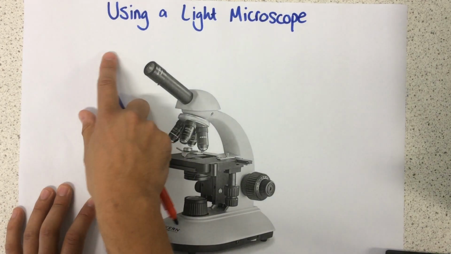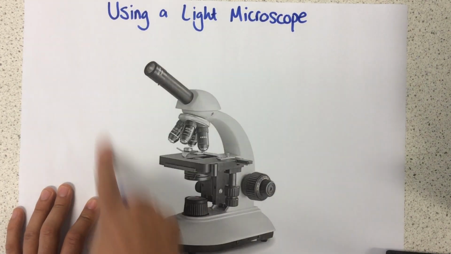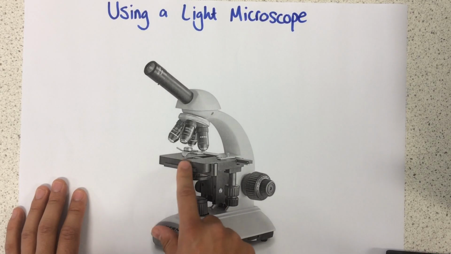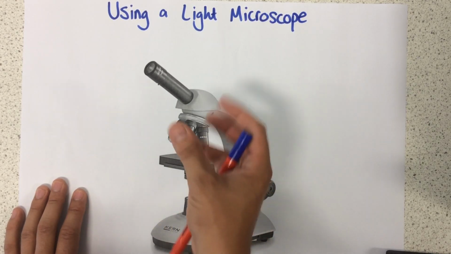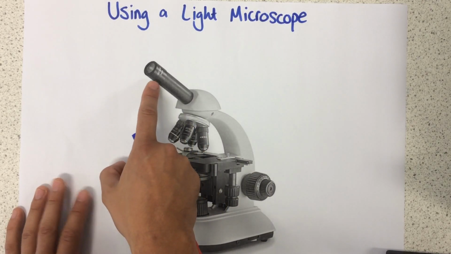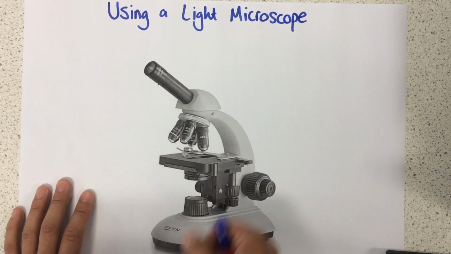Okay, today I'm going to talk to you about using a light microscope. Here is an image of a light microscope. What we use microscopes for is to be able to view tiny things. It magnifies them so we could see them in much more detail, or even see things that we wouldn't otherwise be able to see with the naked eye.